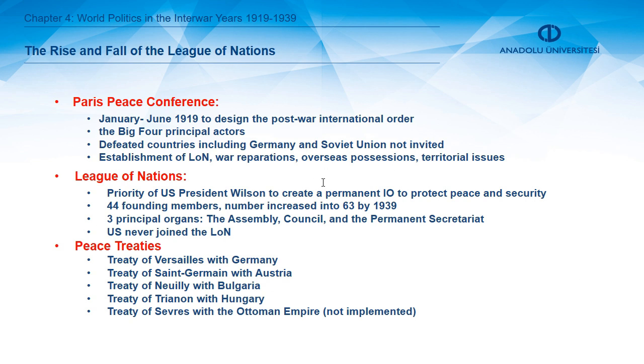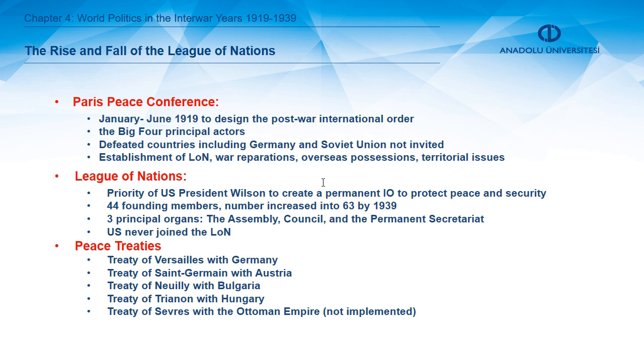And also at the conference, victorious powers signed peace treaties with defeated countries. The Treaty of Versailles was signed with Germany, the Treaty of Saint-Germain with Austria, the Treaty of Neuilly with Bulgaria, the Treaty of Trianon with Hungary, and the Treaty of Sèvres with the Ottoman Empire. Of course, the last treaty, the Treaty of Sèvres, was not implemented. It was replaced by the Lausanne Treaty.